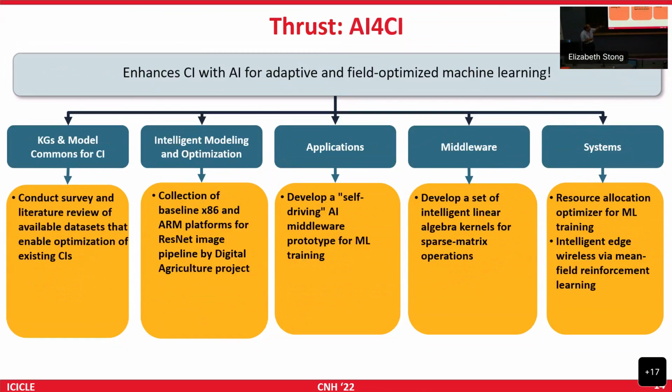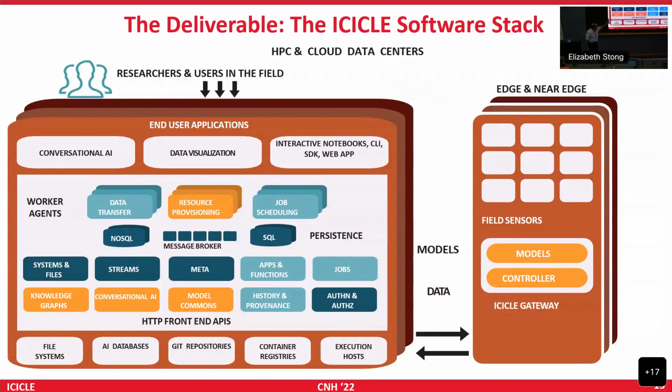So then this is the AI for CI. Using the AI itself, we want to have different kinds of model commons for CI. We want to do intelligent modeling optimizations, applications, middleware, and systems. So everything will be put together.